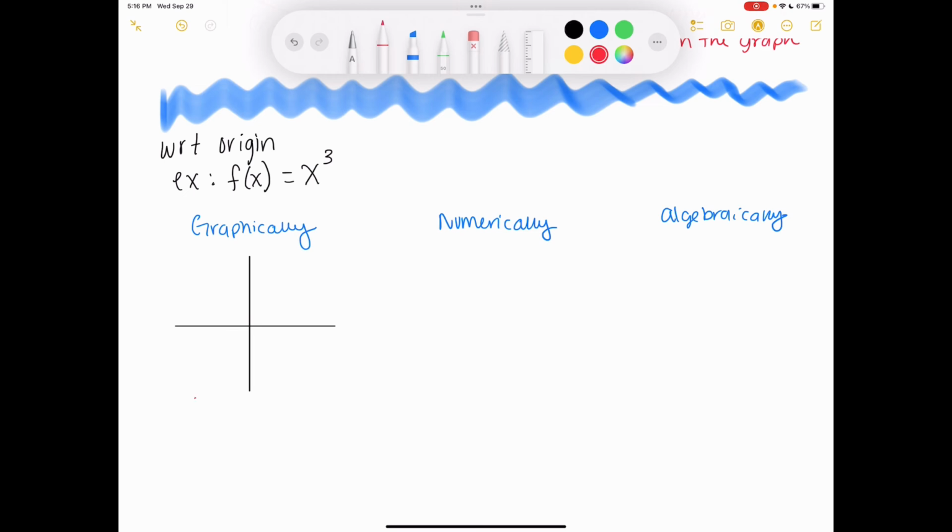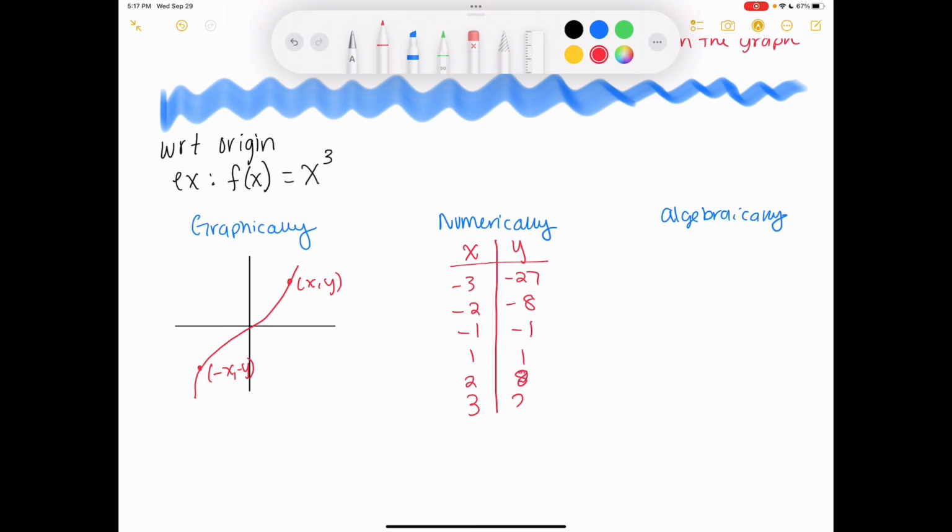So with my graph, I've got something like that. It has the point (x, y) and the point (-x, -y). Numerically, I've got -3, -2, -1, 1, 2, and 3. Plugging those in for x, I get out -27, -8, -1, 1, 8, and 27.